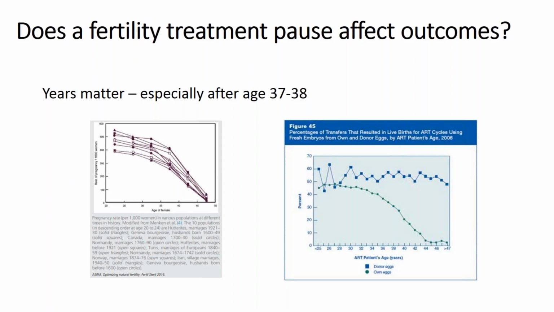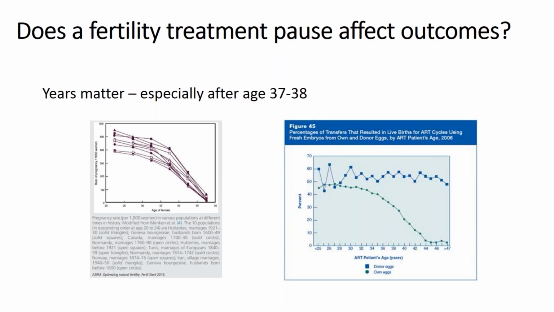So we know for sure that years matter, especially as you get to the later reproductive years, late 30s, early 40s. This is a figure taken from one of ASRM's documents on natural fertility. Many studies looking at natural fertility in different populations show a dramatic decline as you get into the late 30s, with very low chances in the early to mid 40s. That's been well characterized. And we also know when it comes to IVF treatment with the woman's own eggs, the success rate declines rapidly in the late 30s to early 40s. And so years certainly matter.